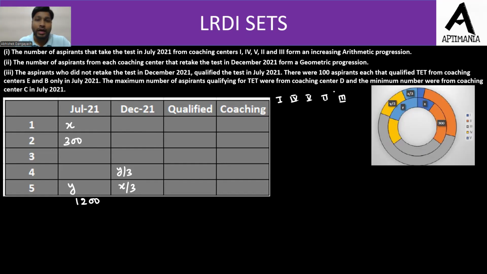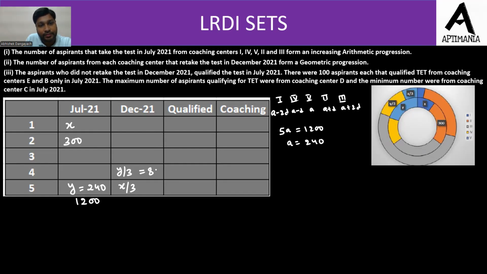We know that whenever we need to assume 5 terms in an AP, let us assume them to be A minus 2D, A minus D, A, A plus D, and A plus 2D. The sum of all these values must be equal to 1200 because there were a total of 1200 students who appeared in July 21, right? So when we add all these values, we get 5A. D gets cancelled out, right? So 5A equals 1200. From here, we have the value of A directly as 240, and A was the number of students who appeared from the fifth region. So this is Y. This Y is basically 240. And if Y is 240, this Y by 3 is 80.